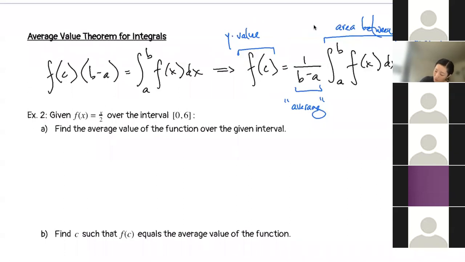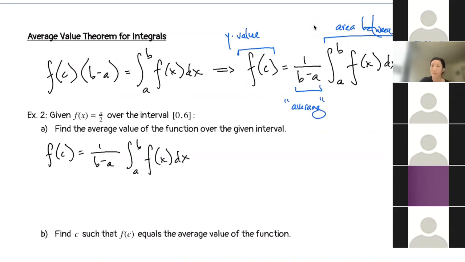We want to find that y value. And so all we're going to do is let's write down that formula so we get a little bit of practice writing it out. And let's go ahead and plug in the things that we know. So what can we plug in? What can we substitute in? Let's think about this. B is 6, A is 0. Excellent. I love it.